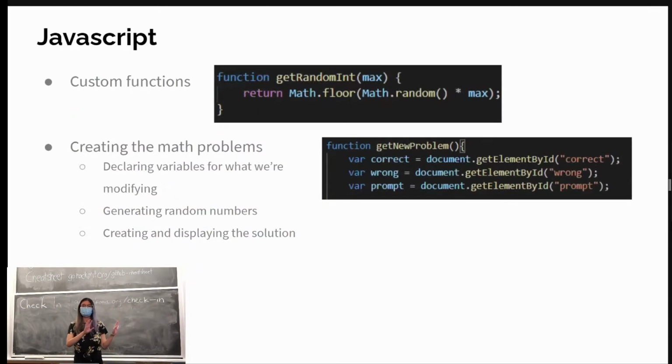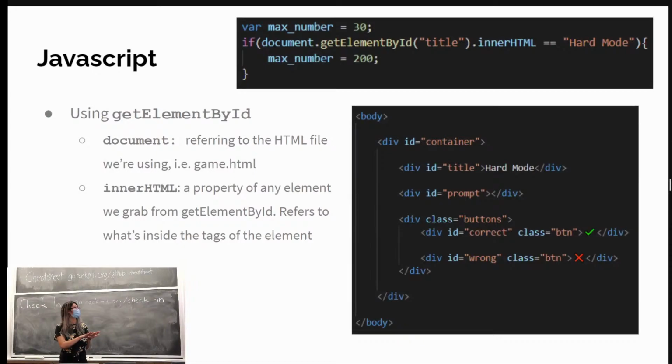Does anyone have any questions on that? How we're using get element by ID, document, inner HTML? Okay.